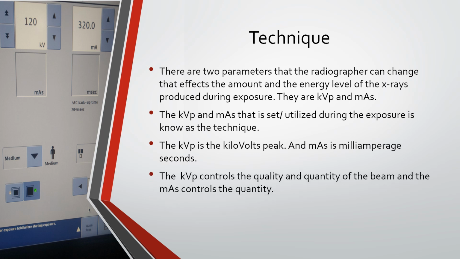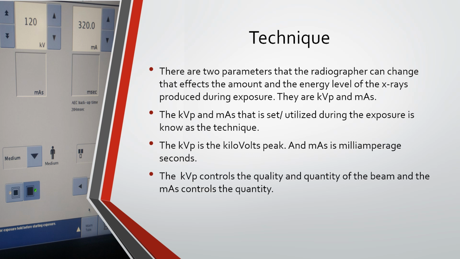The kVp controls the quality and the quantity of the beam. The quality is the energy or the penetration of the beam. The quantity can also be the amount of X-rays. It can also be called the intensity of the beam. So the quantity is how much, and it is the energy that's contained in the beam, or how strong the beam is.